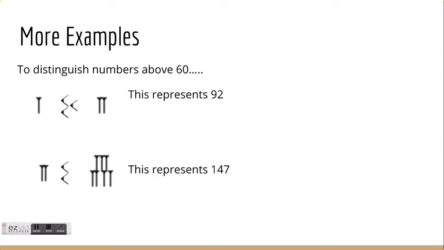To distinguish numbers above 60, 92 would be represented by a single stroke to represent 60, another 3 tens, and 2 strokes. And 147 likewise: two strokes to represent 120, 2 tens to add it to 140, and then 7 single strokes.